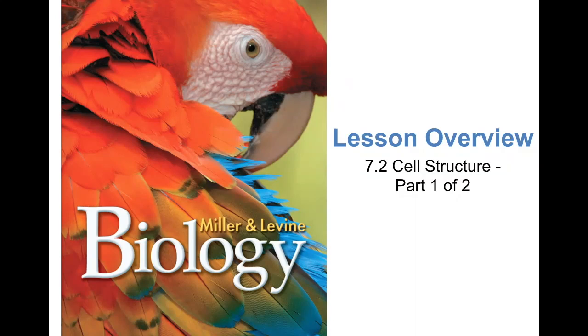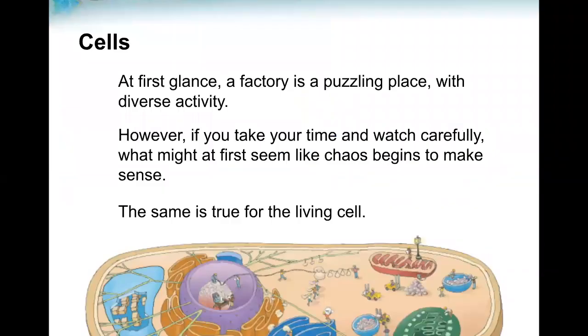Cell structure, part one of two. At first glance, a factory is a puzzling place with diverse activities. However, if you take your time and watch carefully, what might at first seem like chaos begins to make sense. The same is true for a living cell.